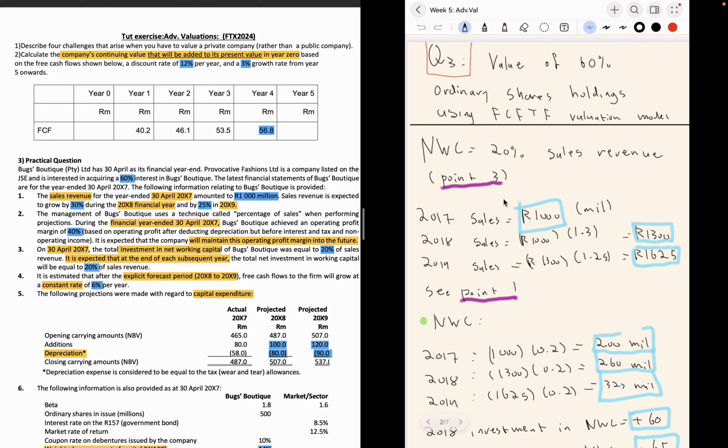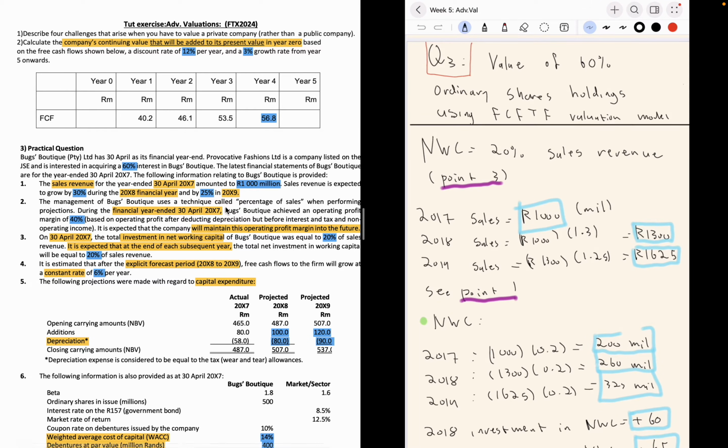Let's go to question 3. So question 3, Bugs Boutique Pty Ltd has 30 April as its financial year end. Provocative Fashions Limited is a company listed on the JSE and is interested in acquiring a 60% interest in Bugs Boutique. The latest financial statements are for the year ended 30 April 2017. So 2017 is our year that we care about. The following information relating to Bugs Boutique is provided.